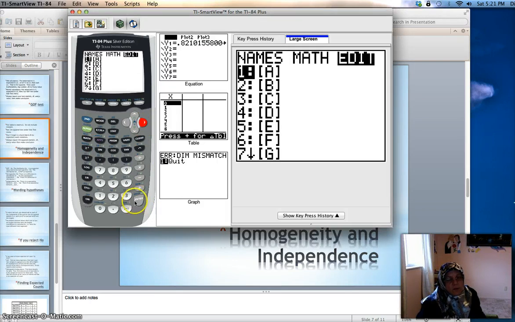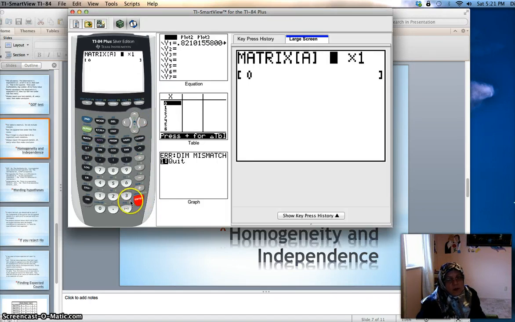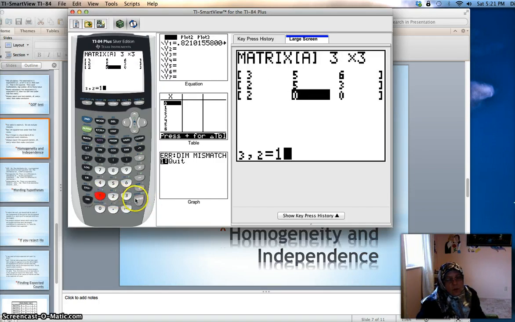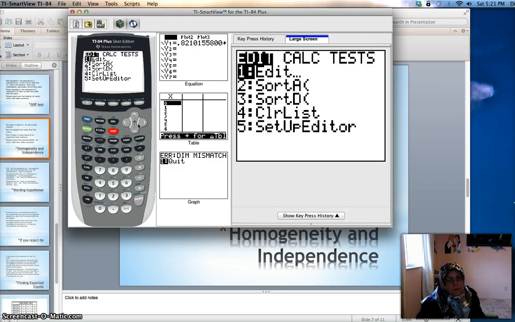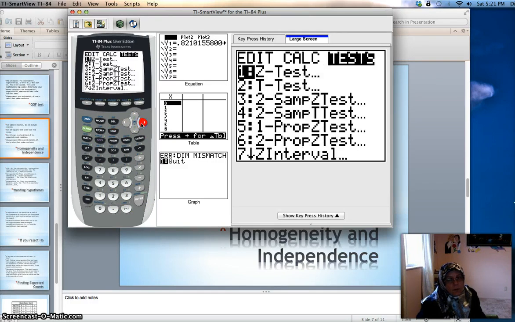And if you want to put something in, you need to go to edit. So I'm going to edit matrix A. Let's say I had 3 rows and 3 columns. And then you can put in whatever the values are from the table that would be provided. I'm just making up some numbers here. Okay, and then you would go to stat tests and find the chi-squared test.